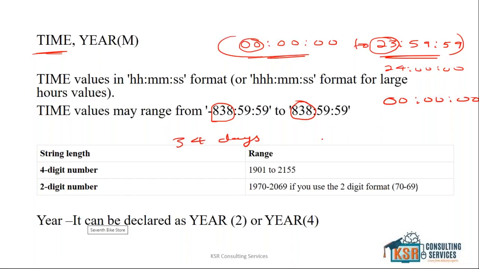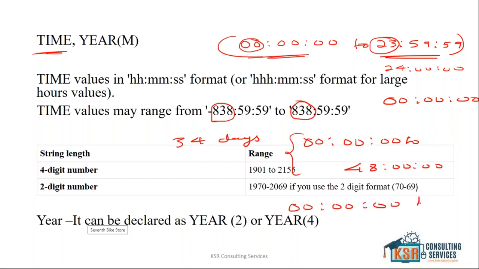If you're not understanding, 00:00:00 to 48 hours means 2 days. Then 72:00:00 means 3 days. Like this, you can store up to 34 days with respect to time.